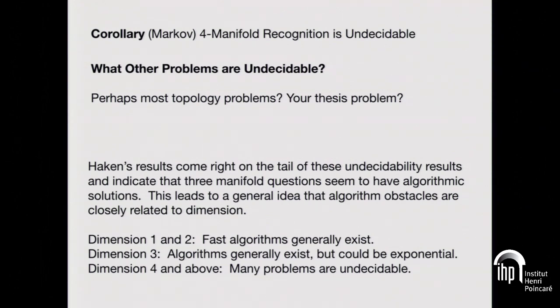Yes? This also sort of begs the question, especially for spheres: the fact that it's undecidable in theory, if you just take a random example in the wild, is it also difficult? Because I have the impression that for spheres, it might not be that hard. That's a very good question. So these problems are in a way worst-case analysis in some sense.